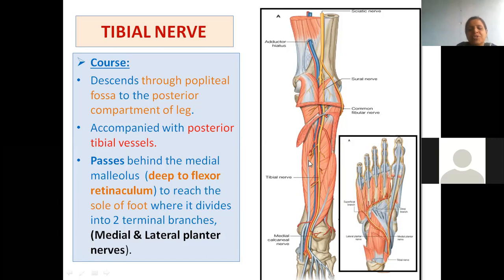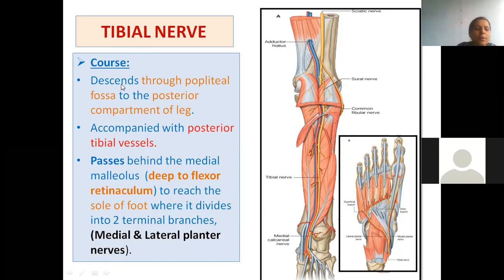Then flexor hallucis longus. Okay, T, tibialis. Tom, Dick, flexor digitorum longus. Harry, flexor hallucis longus. So these are the muscles over which the tibial nerve is running. It passes below the flexor retinaculum, this tibial nerve, and then it enters into the sole. Once it enters into the sole, this tibial nerve divides into two: one is the medial plantar nerve and the other is the lateral plantar nerve.